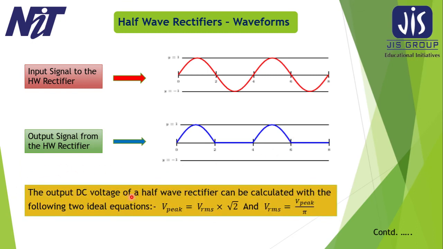The output DC voltage of a half wave rectifier can be calculated with the following two ideal equations, where V peak is equal to Vrms into root 2, and Vdc is equal to V peak by pi. This is your V peak, from here to here. This part is your V peak. So the DC voltage from here we will get in this manner.